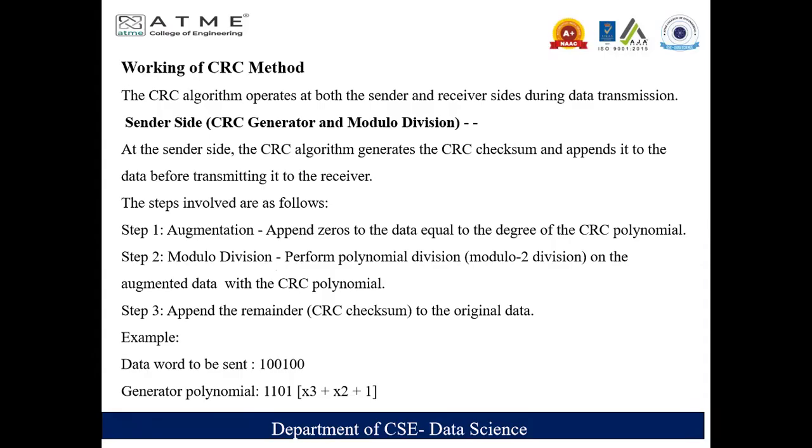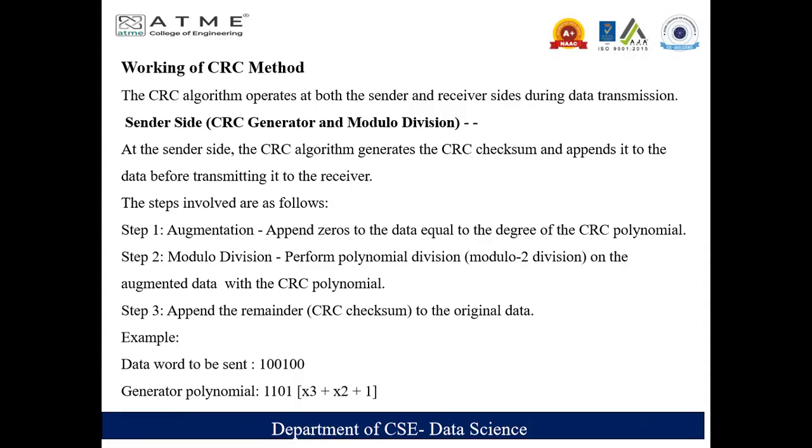First, at the sender side, the sender is going to append n-1 zeros to the original data that is being sent. Then he is going to perform the modular division, and whatever remainder he gets will be appended to the original data and sent.